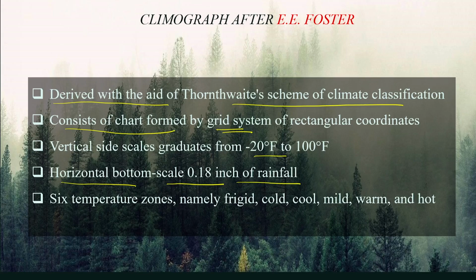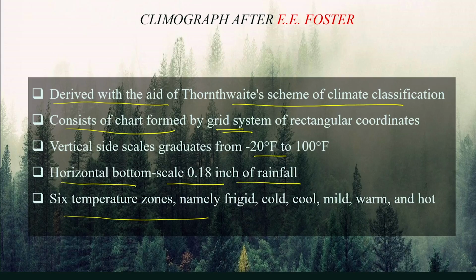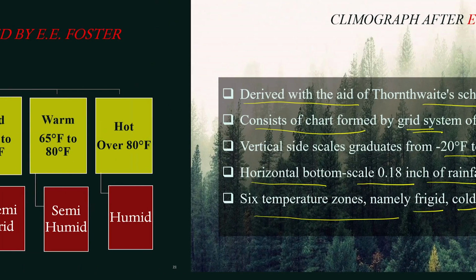So, this is the basic scale he uses in his climograph. Next, like how Taylor mentioned scorching, muggy, keen and raw, he also divided the climate zones into frigid, cold, cool, mild, warm and hot.